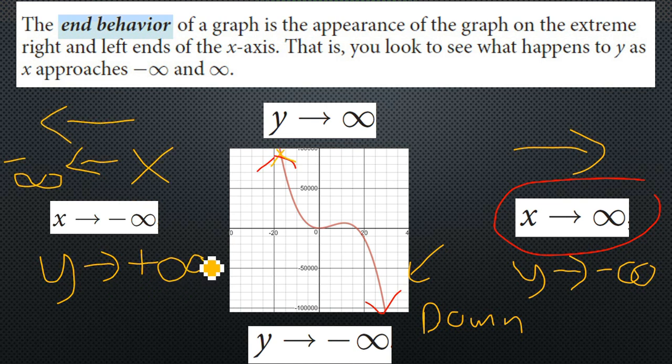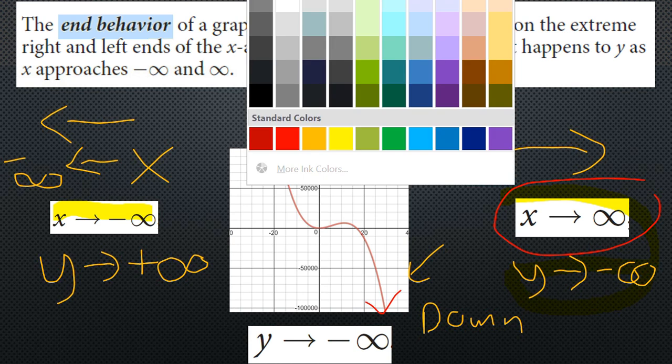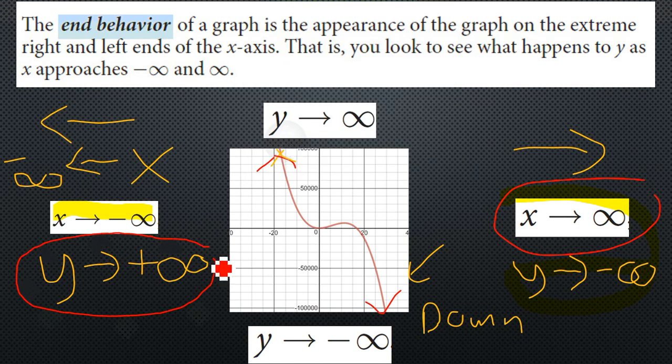Okay, so we've answered the question. Let me highlight the answers. The answer is here, right here. So the answer for this piece is given by this piece here. So the answer is, I have a little trouble with my pens there, sorry. As x approaches negative infinity, y approaches positive infinity. And as x approaches positive infinity, y approaches negative infinity.